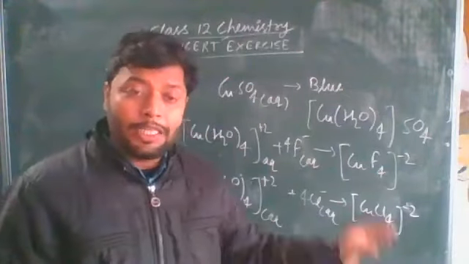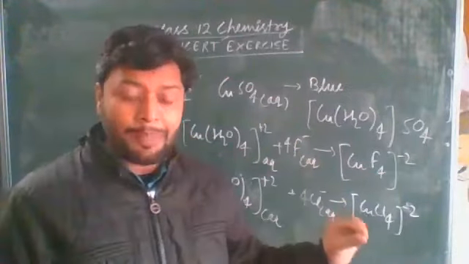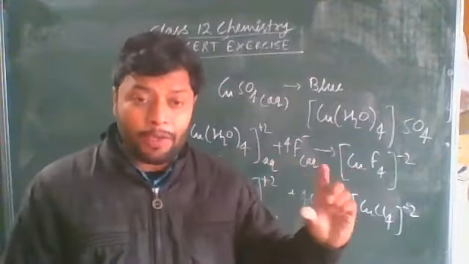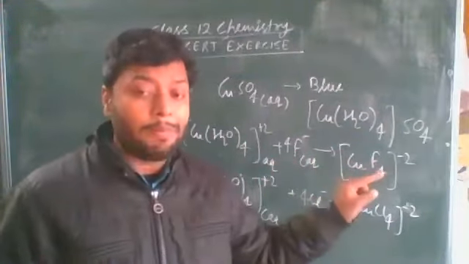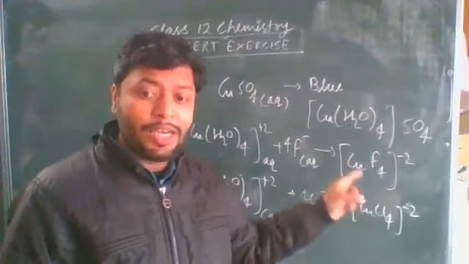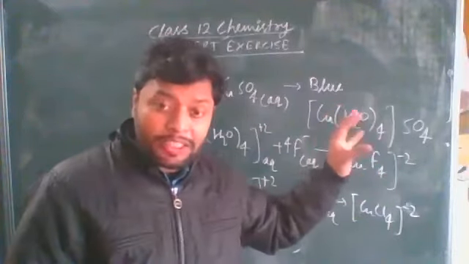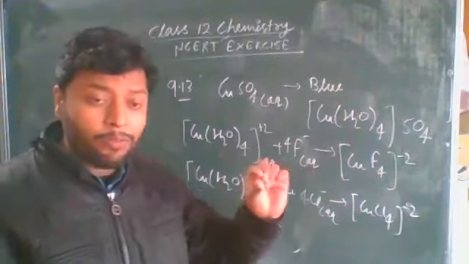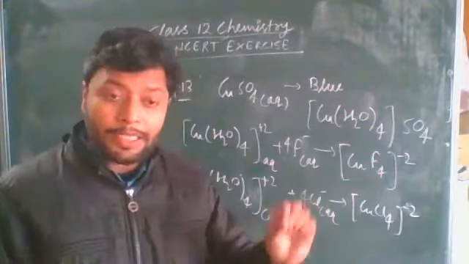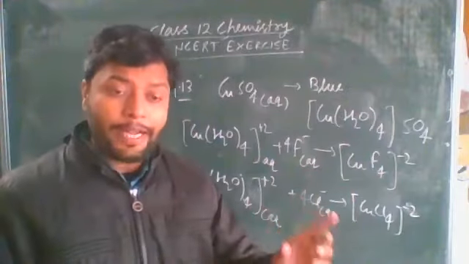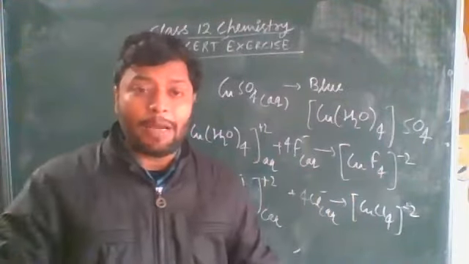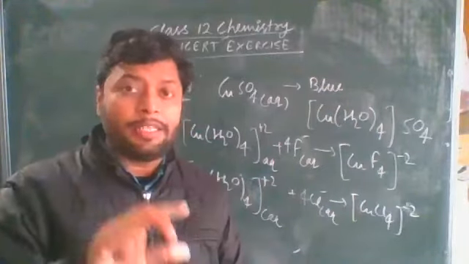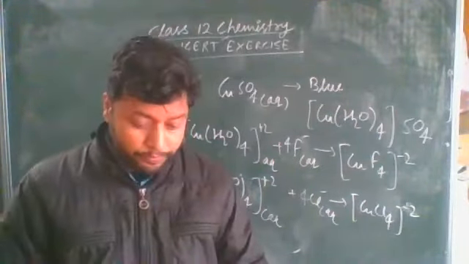And you know the color of the complex always depends upon the splitting of the d orbitals, the delta value, the energy value, and of course the nature of the ligand. You can see three different ligands are there. Due to the different ligands, the splitting will be different. The delta value will be different, and that's why different wavelengths of light are absorbed, and the complementary color is emitted, deciding the different colors.